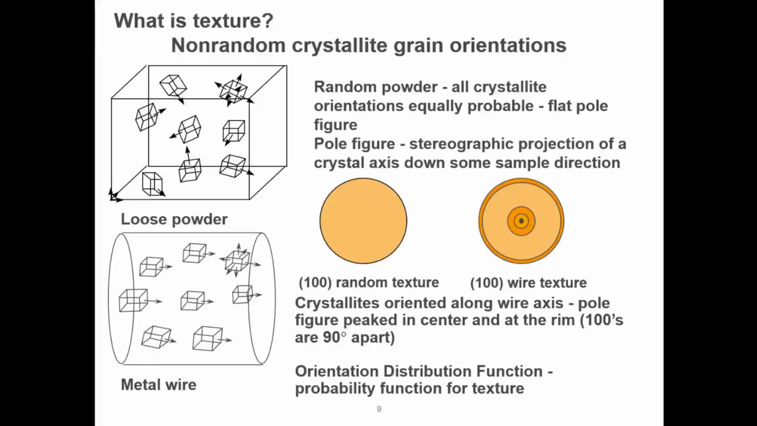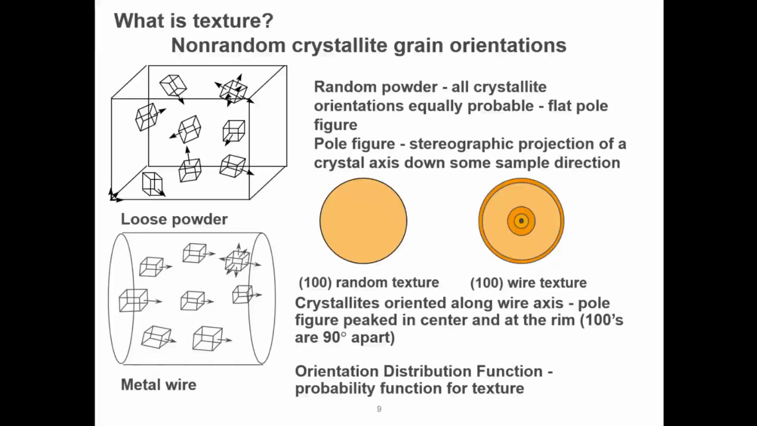These things are characterized by something called a pole figure, which is, the text says, a stereographic projection of some selected crystal axis, say 100, down some sample direction. And in the case of a rolled steel plate, it might be to the normal to the plate, something like that. Or if it's a wire, it'll be down the axis of the wire.